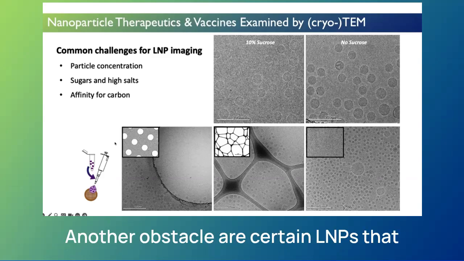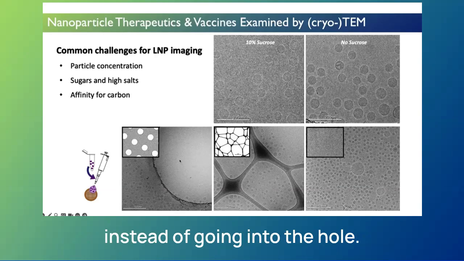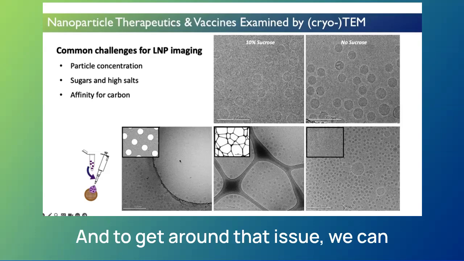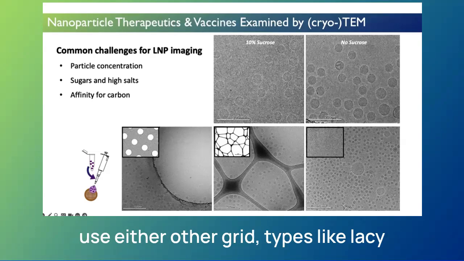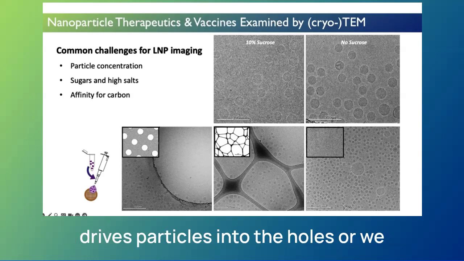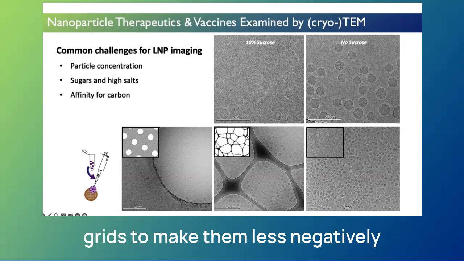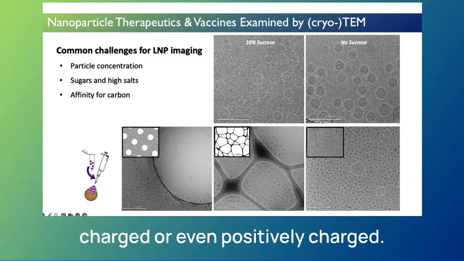Another obstacle are certain LNPs that like to stick to the carbon substrate instead of going into the hole. And to get around that issue, we can use either other grid types like lacy carbon, where the low amount of carbon drives particles into the holes, or we can play with the charge we add to TEM grids to make them less negatively charged or even positively charged.